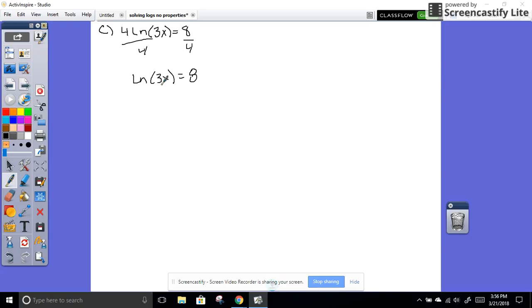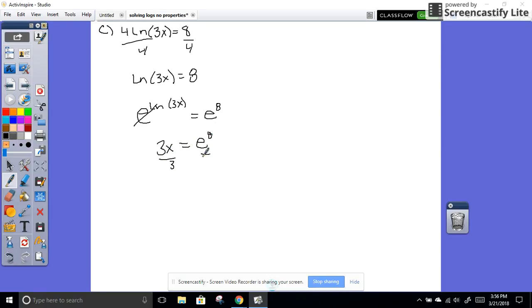Okay, we have one log, what we're taking the log of, equal to a number over here. So what do we do? We take the base. What's the base of this? E. It becomes the base, and over here, E becomes the base of that. Okay, those two things cancel out, leaving you 3x equal e to the 8.